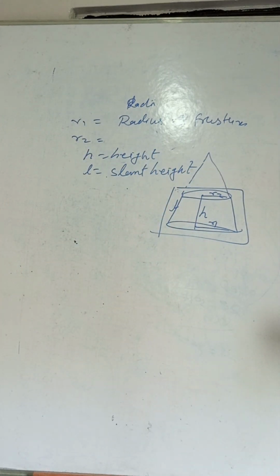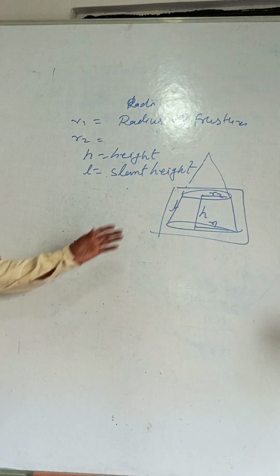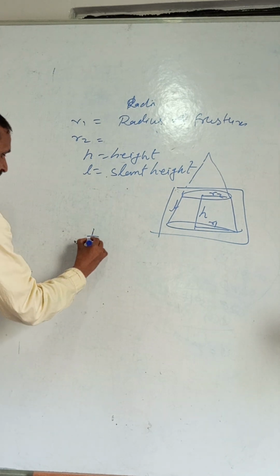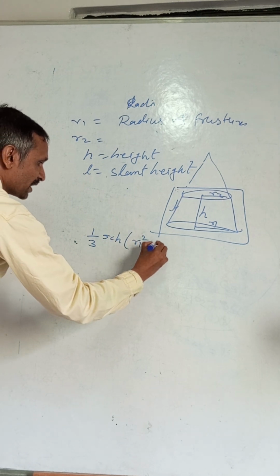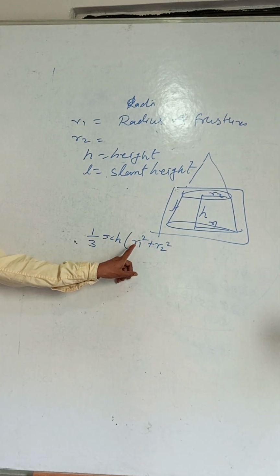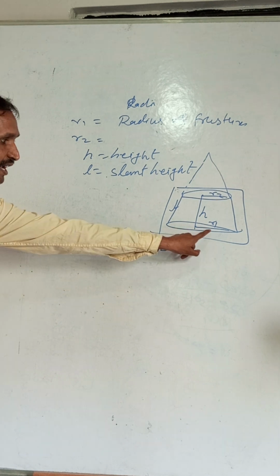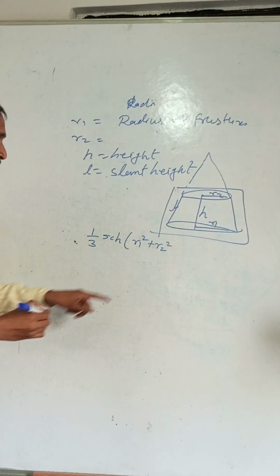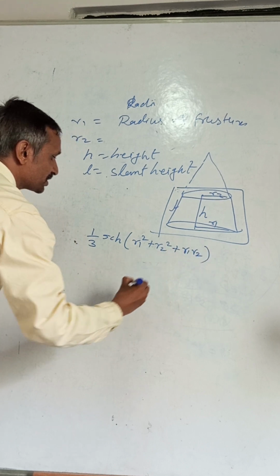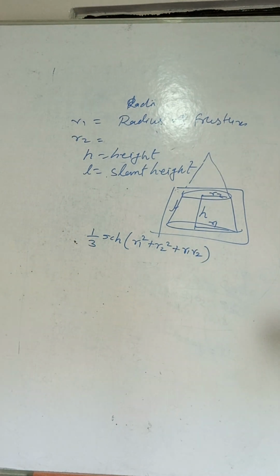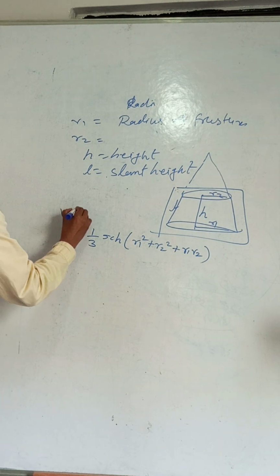So the volume of the frustum is given by, because it is a part of a cone, 1/3 pi h into (R1 square plus R2 square plus R1 R2), where R1 is the bigger circle base radius. This is the formula for the volume of a frustum.